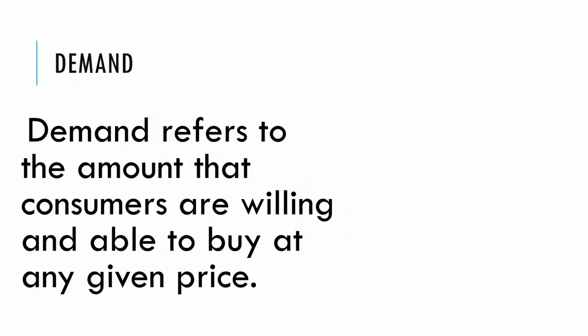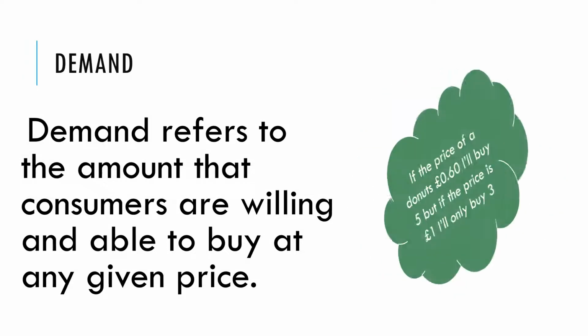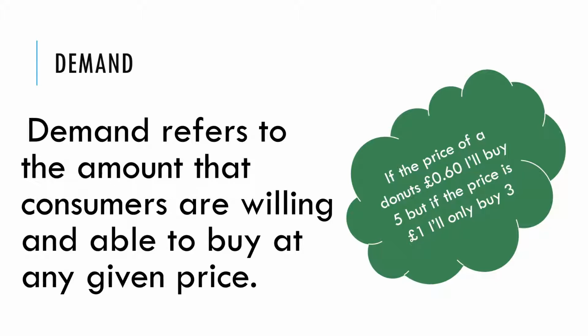Now, demand refers to the amount that consumers are willing and able to buy at any given price. So let's just think about that for the moment. Demand in economics is the amount consumers are willing and able to buy, how many things they're able to buy at a given price. So for example, if the price of a donut was 60 pence, I might buy 5. That's how many I'm willing and able to buy. But if the price was £1 per donut, I might be only willing and able to buy 3. And that would be my demand function for donuts.